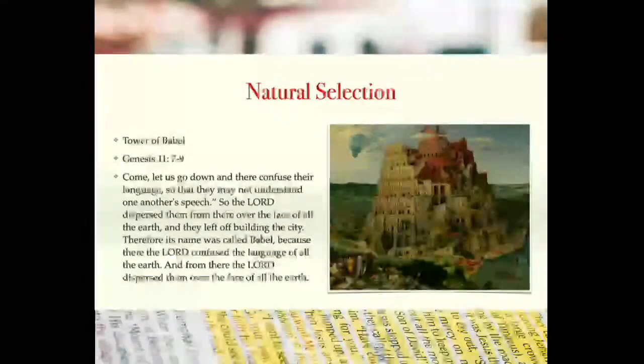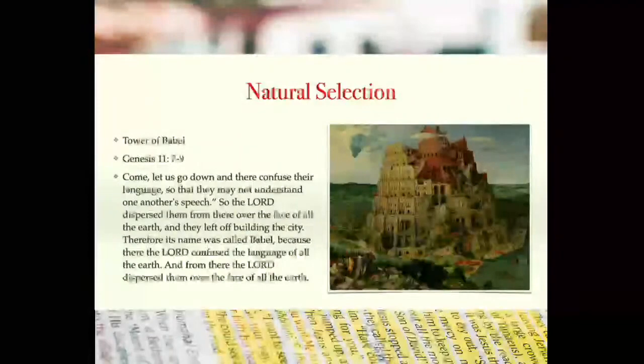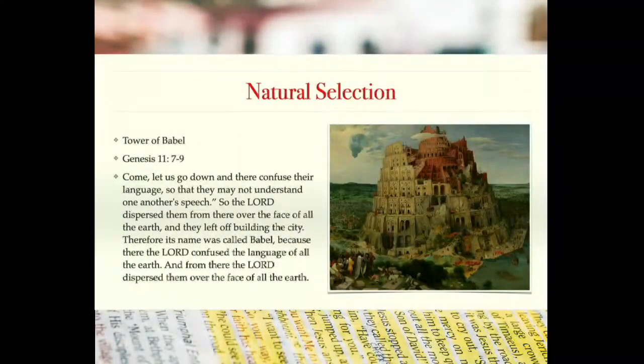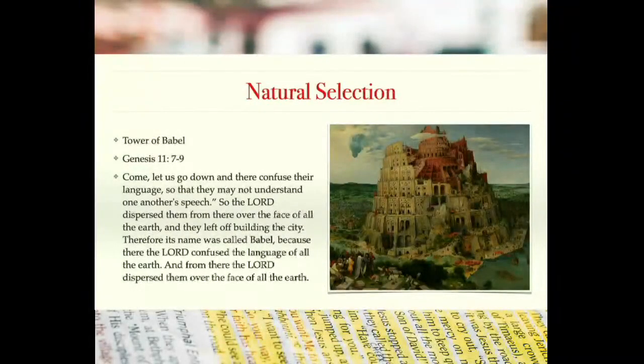Genesis chapter 11, verse 7 to 9. Come, let us go down and there confuse their language so that they may not understand one another's speech. So the Lord dispersed them from there over the face of all the earth, and they left off the building of the city. Therefore, its name was called Babel, because there the Lord confused the language of all the earth, and from there the Lord dispersed them over the face of all the earth.